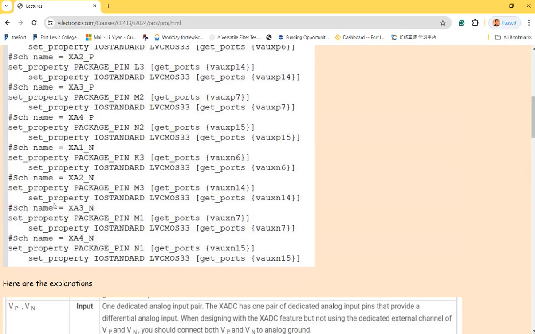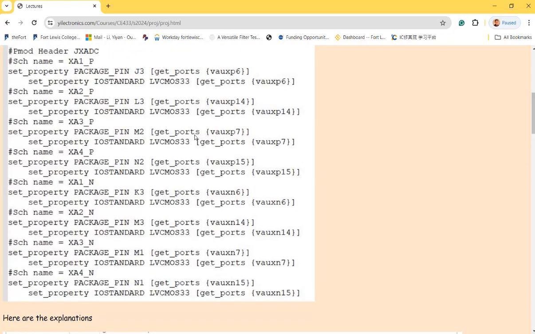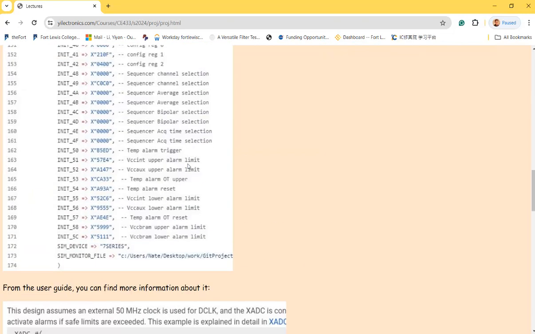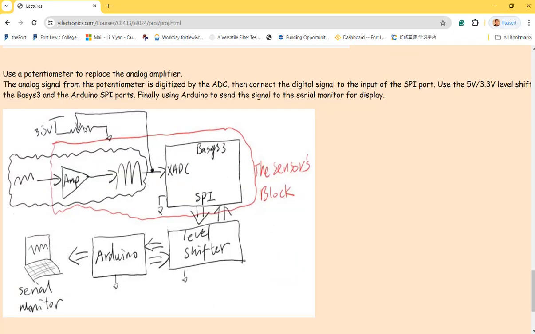However, do we have them in the constraint file? No. So they are probably 2 pins of the chip, but they are not being connected to the header, so we're not using them. You don't have to care about that. So you just pick one of the auxiliary pins as an ADC input. For example, if you pick number 6, you get the positive pin 6 and the negative pin 6, and ground one of them, and have the other one take in the input from the potentiometer here. That's how you give the input to the FPGA.